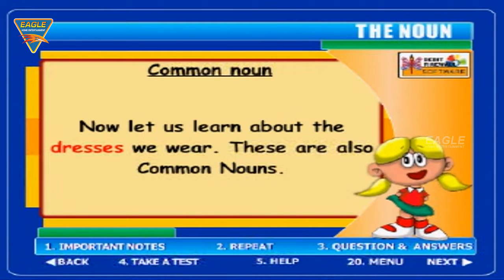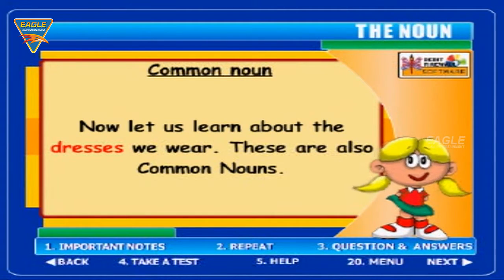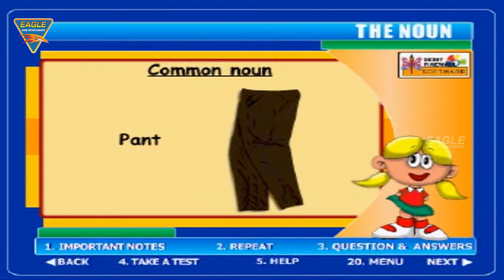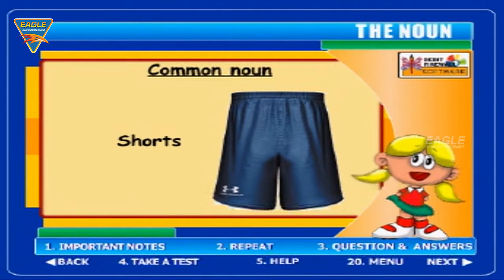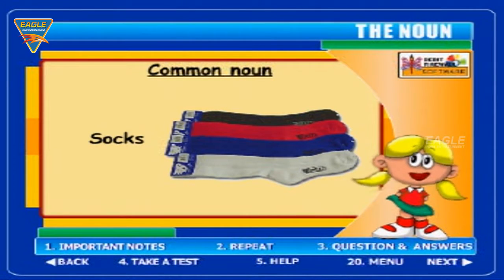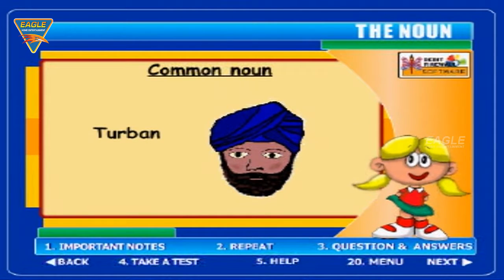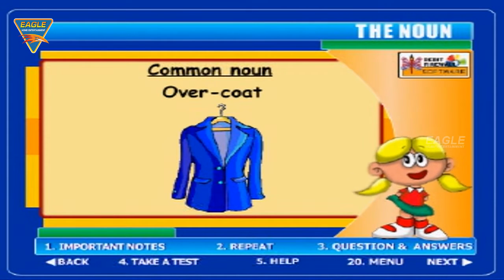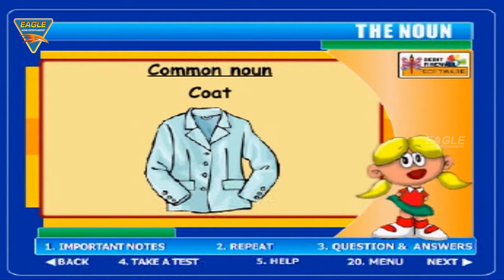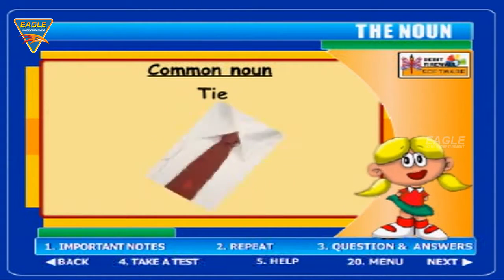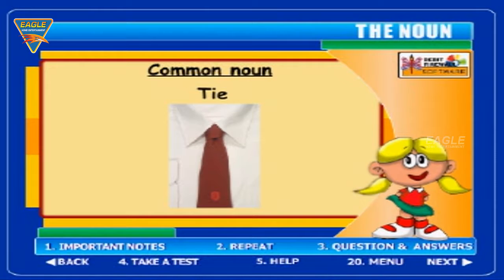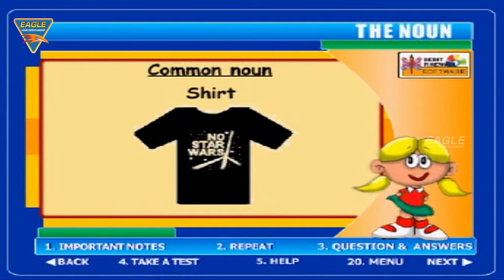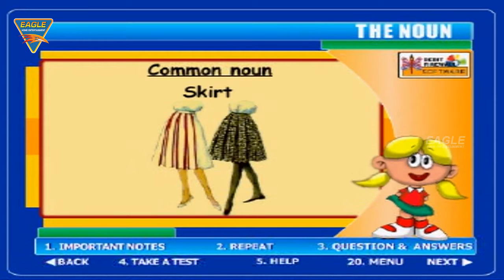Now let us learn about the dresses we wear. These are also common nouns. Pant, shorts, socks, turban, overcoat, coat, tie, shirt, skirt.